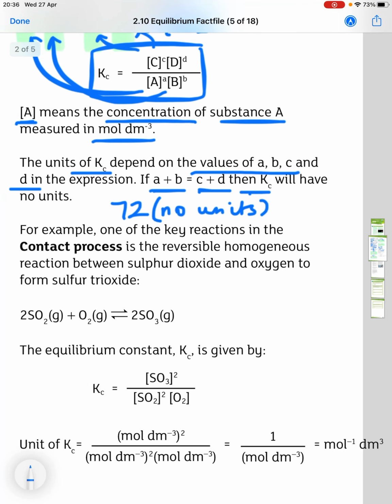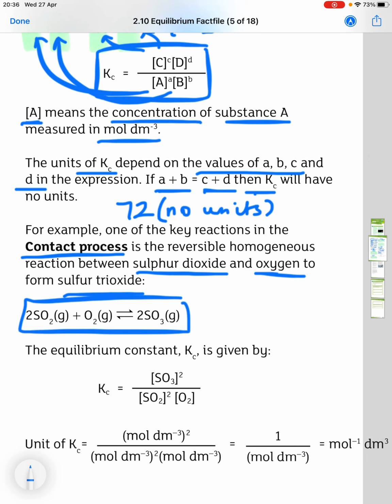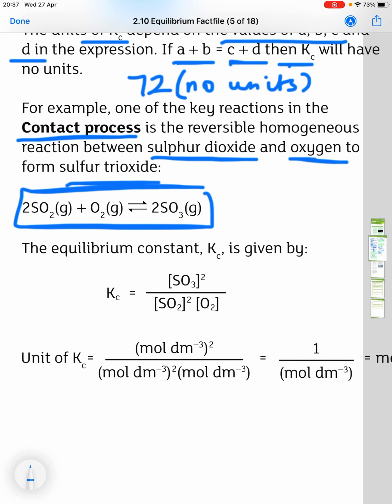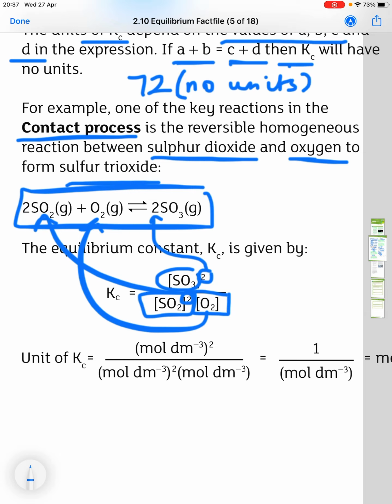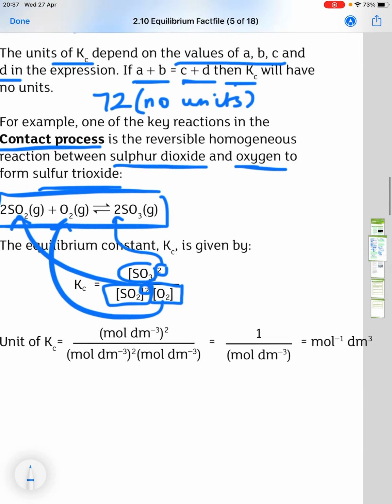Okay. So for example, one of the key reactions in the contact process is the reversible homogeneous reaction between sulfur dioxide and oxygen to form sulfur trioxide, and it's given here: 2SO2 plus O2 gives 2SO3, and you see that they're all gases. So the equilibrium constant, Kc, would be the concentration of SO3 squared from this 2, over the concentration of SO2 squared from the 2 here, and just the concentration of oxygen. There's only 1 mole of it, so we don't need to add anything there for a power.